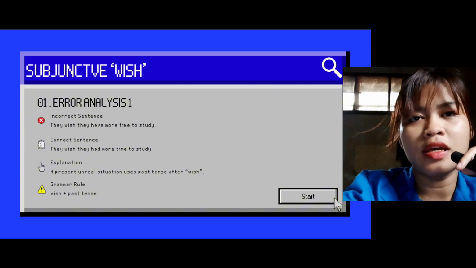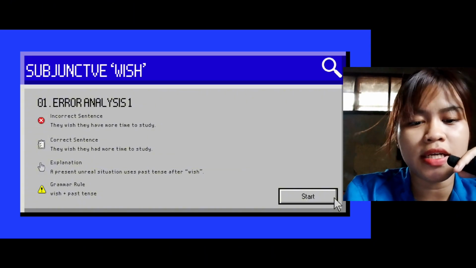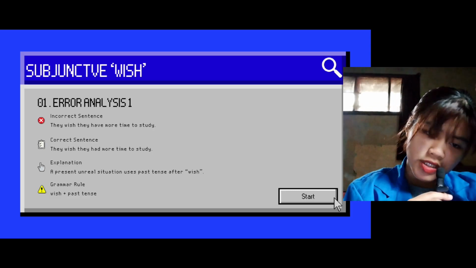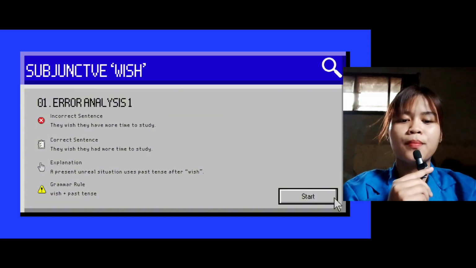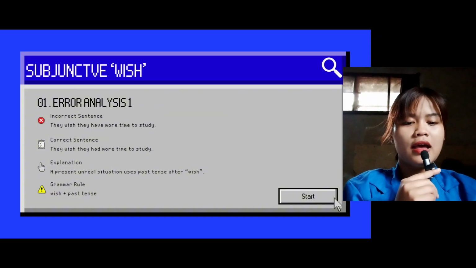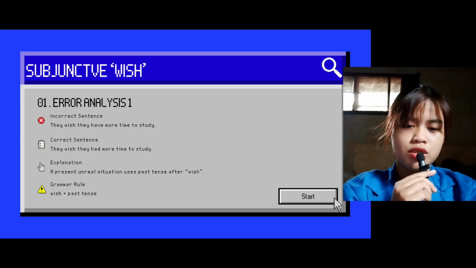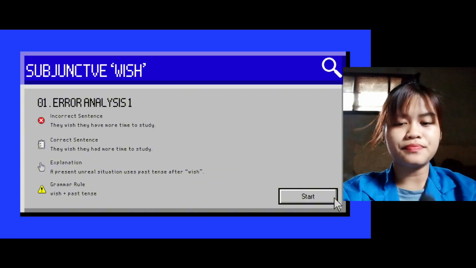So, first analysis of subjunctive wish. For the incorrect sentence, it says they wish they have more time to study. For the correct sentence, they wish they had more time to study. Explanation: a present unreal situation uses past tense after wish. Grammar rule: wish plus past tense.